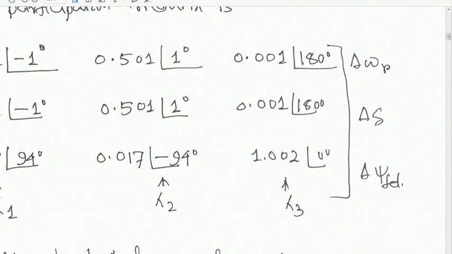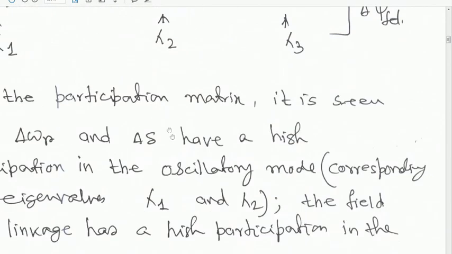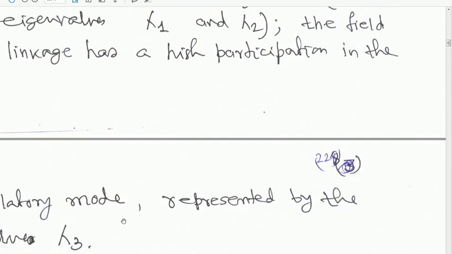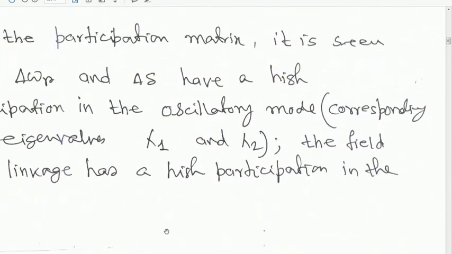So, here also 0.501, here also 0.501, here also 0.501, here also 0.501, right. Therefore, your delta omega and delta delta have a high participation in the oscillatory mode corresponding to eigenvalues lambda 1 and lambda 2. The field flux linkage has a high participation in the non oscillatory mode represented by the eigenvalue lambda 3.